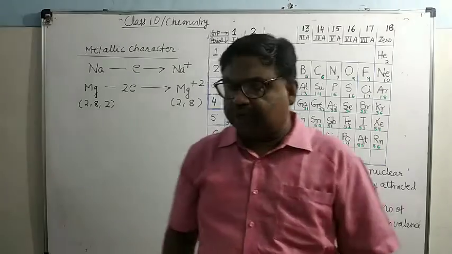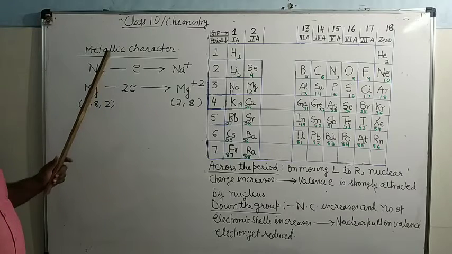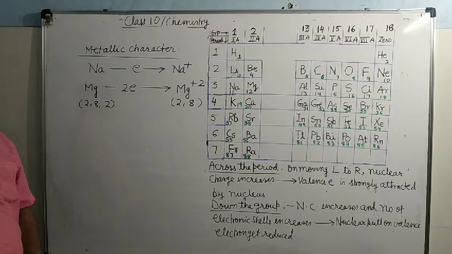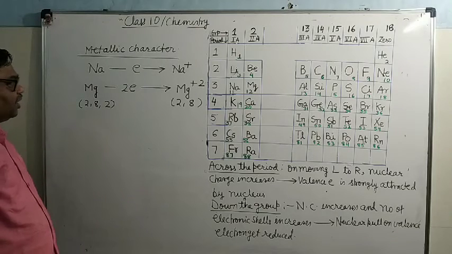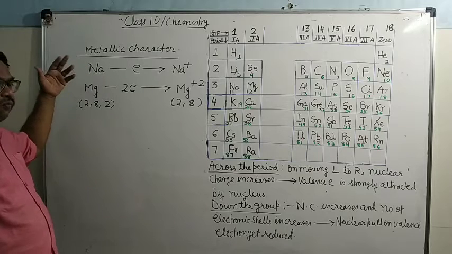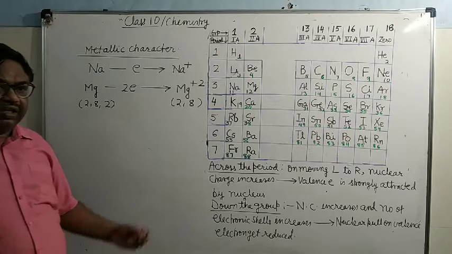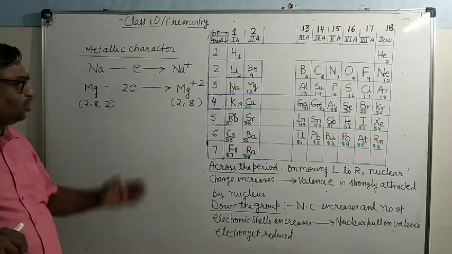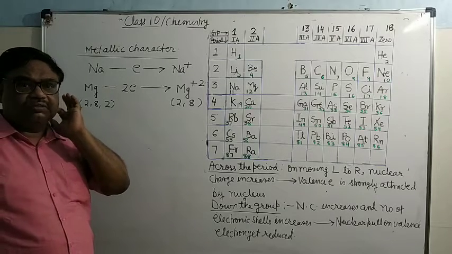Now which one is more metallic, which one is less metallic? The one which loses the electron with great ease, that means which can lose the electron very easily, will be more metallic. If you have to ask which one is more metallic in Na and Mg, the one which loses the electron very easily will be more metallic. Today I am going to discuss the same thing.